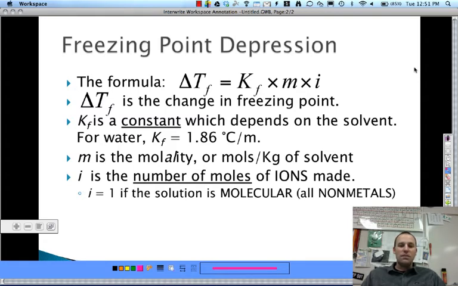If you dissolve something that's a molecule, like sugar, remember a molecule is all nonmetals. An ionic compound is a metal and a nonmetal. This stuff just keeps coming back to haunt you, okay? It never goes away, stuff you learned from first semester. So ionic is a metal and a nonmetal. Molecular compound, all nonmetals. If you're dissolving a molecular compound like sugar, then i is 1 because it doesn't break up into ions. You don't make any ions. If it's an ionic compound, we're going to see in the next slide how you calculate i.